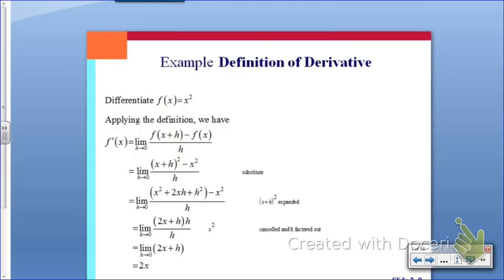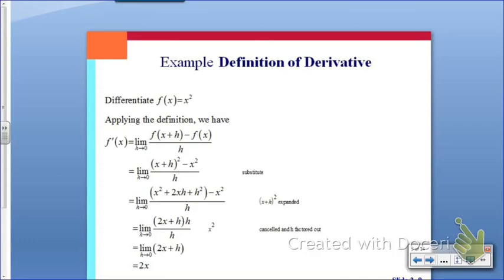Here's an example, x squared. We've already looked at x squared and figured out what the slope is at a point. This will also tell us for the derivative at many different points. By using the definition of derivative, we can then figure out, no matter what the value of x is, what the slope is at many points.